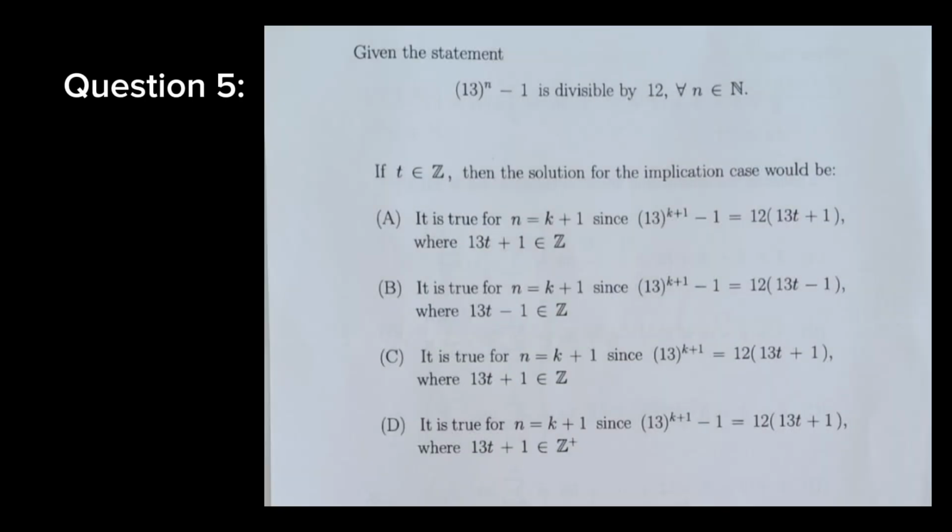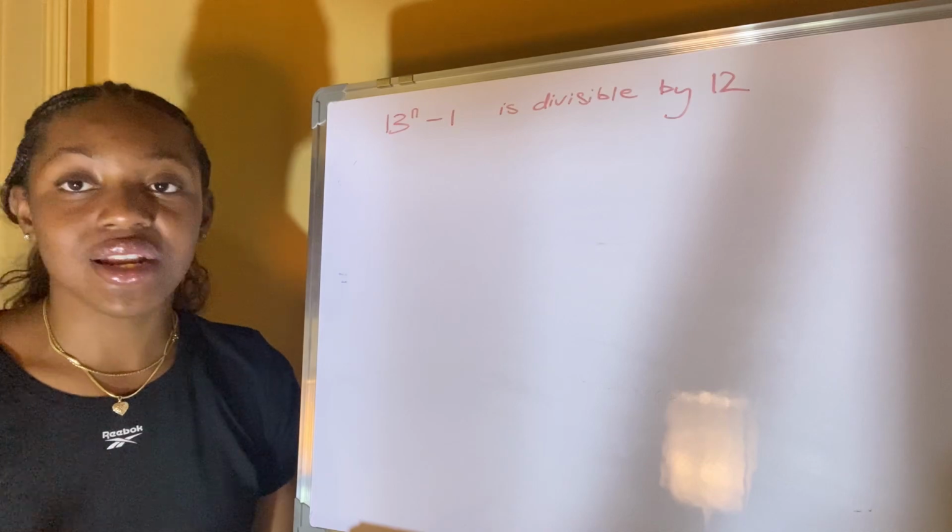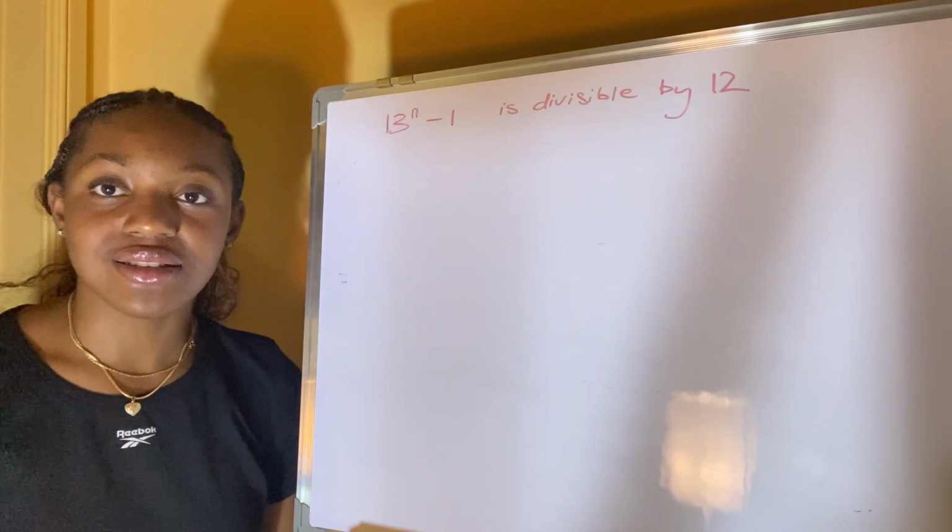Question 5. Given the statement 13 to the n minus 1 is divisible by 12, where every n is a part of the set of natural numbers, if t is a part of the set of integers, then the solution for the implication case would be, and we have our options. Here we have it. 13 to the n power minus 1 is divisible by 12. And the question is asking for the implication case.